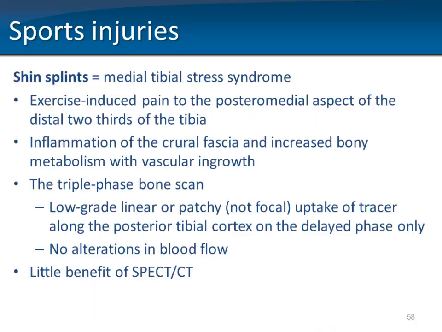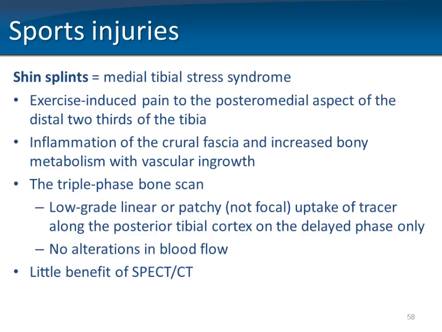Shin splints, a very common medial tibial stress syndrome. You all know it. It's exercise-induced pain due to the posterior medial aspect of the distal two-thirds of the tibia. It's caused by an inflammation of the crural fascia and increased bony metabolism with vascular ingrowth. Triple phase, you know, of course, the pattern. Low-grade linear patchy uptake of tracer along the posterior tibial cortex under the late phase images only.